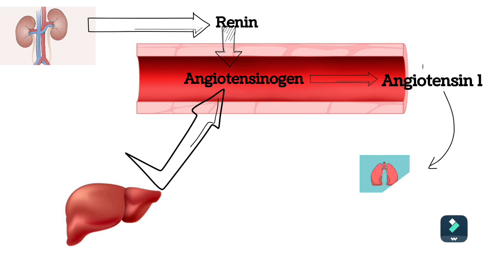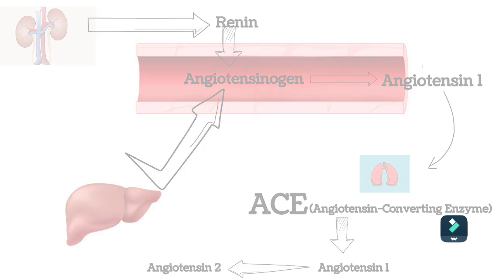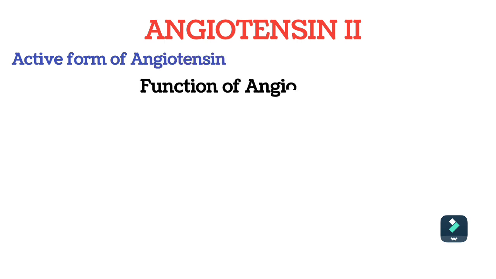Angiotensin I travels through the blood to the lungs, where a specialized enzyme called ACE, angiotensin converting enzyme, present in the pulmonary capillaries, converts angiotensin I into angiotensin II. Angiotensin II is the active form of angiotensin. Angiotensin II, actions and effects.